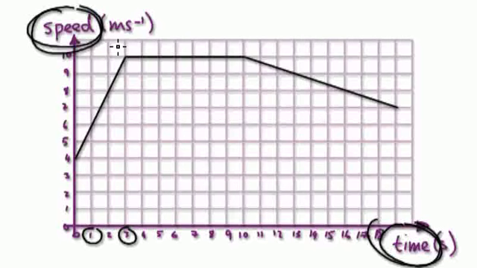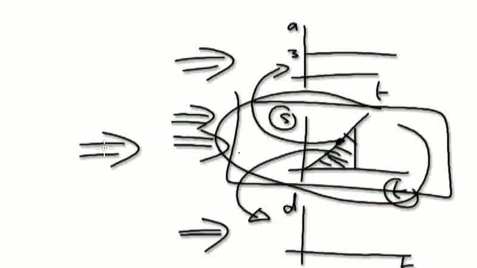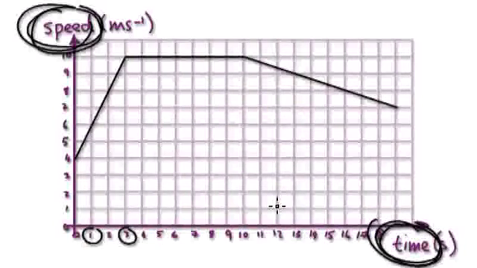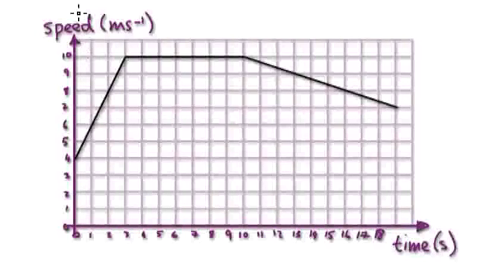So here I've given you the speed time graph. Inside your mind, you should visualize you're looking at the middle graph, which is speed time. Remember, the gradient represents the acceleration. The area underneath the speed time graph represents the distance traveled.